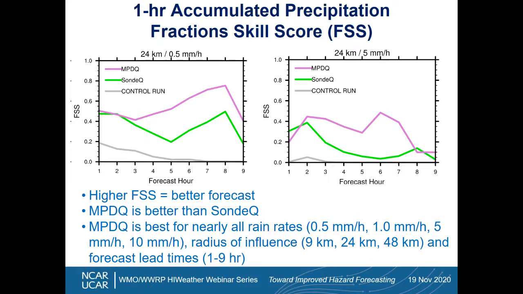It's clear that the control run in gray just does a very poor job of the forecast, just as we expected. The green line showing the Raywinsonde assimilated data does better, much better than the control run. However, the MPD-Q data assimilation experiment is better than all of the other forecasts. And this result also holds for nearly all rain rates, all radius of influences, and all forecast lead times. We looked at everything from 1 to 9 hours.